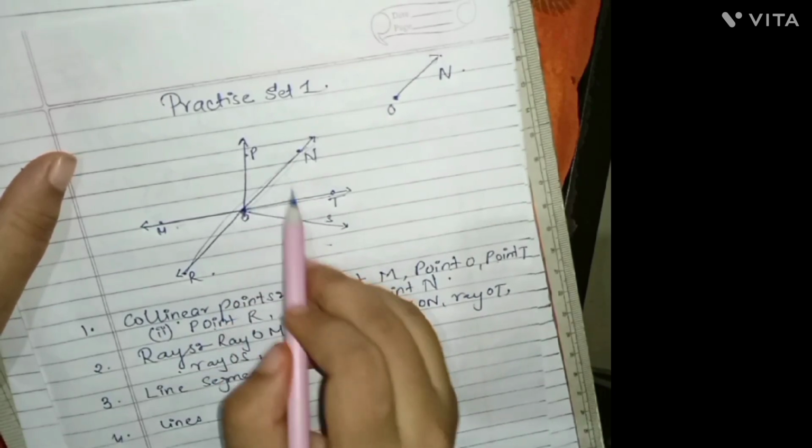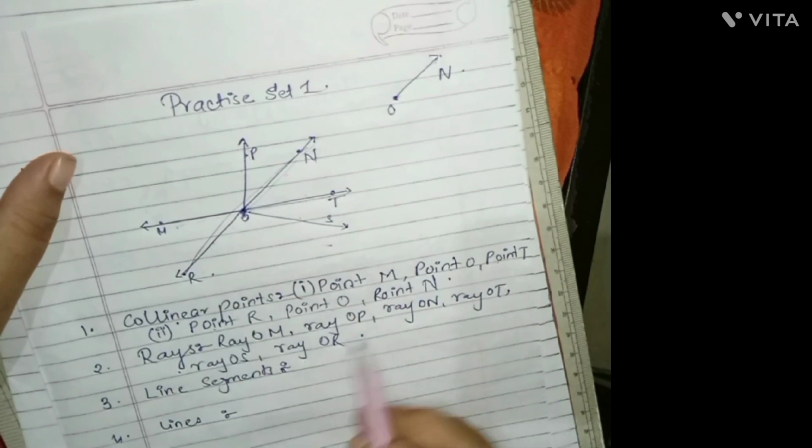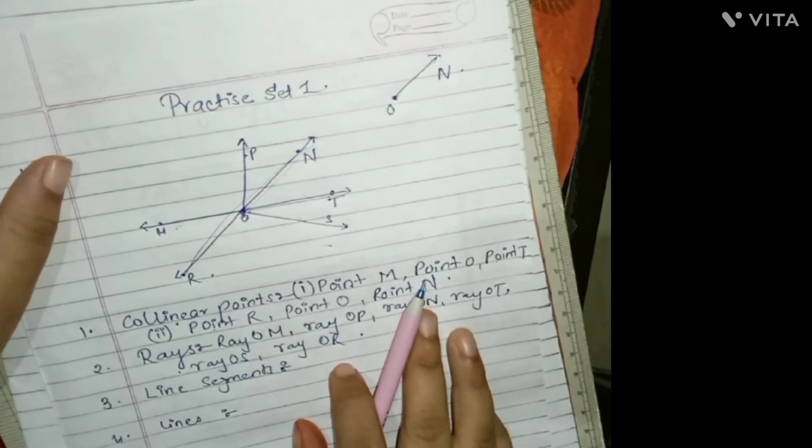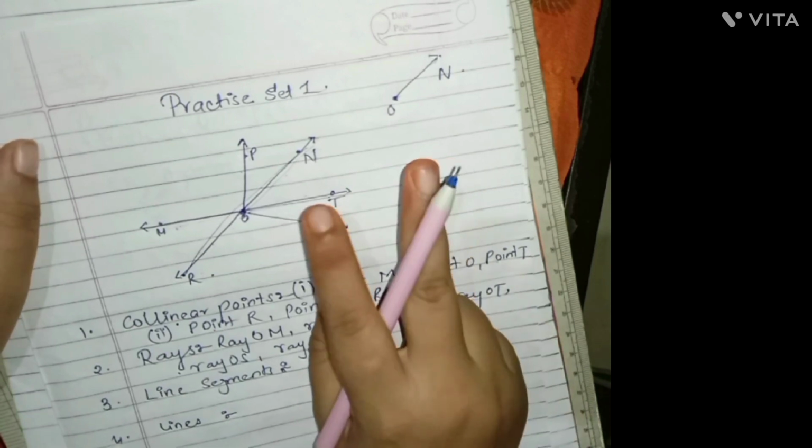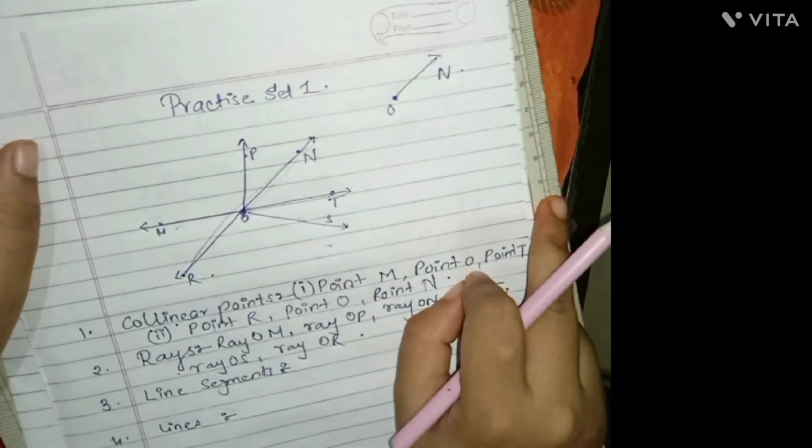Understood? How many rays? 1, 2, 3, 4, 5, 6. Understood? Students, what I'm trying to tell you. Now next one is line segment. Now what do we call a line segment? When two points are joined by a scale.